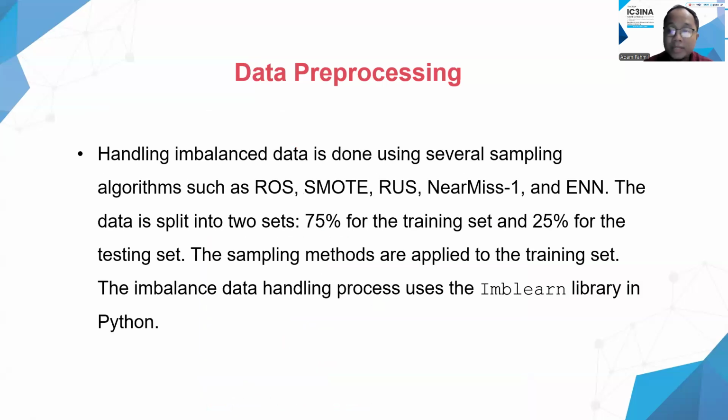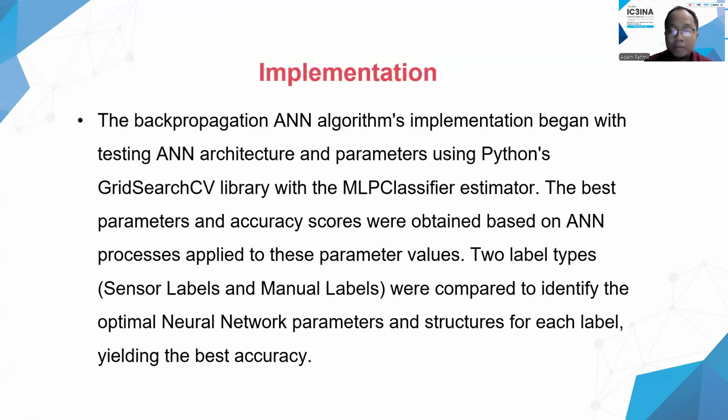Okay, for handling imbalanced data, we compare some algorithms such as ROS, SMOTE, NearMiss-1, and ENN. Now, from the data, we split into two sets: 75% for the training set and 25% for the testing set. To handle imbalanced data, we use the imblearn library from Python also. And for the implementation of BPNN, we use the RandomizedSearchCV from Python with the MLPClassifier estimator.